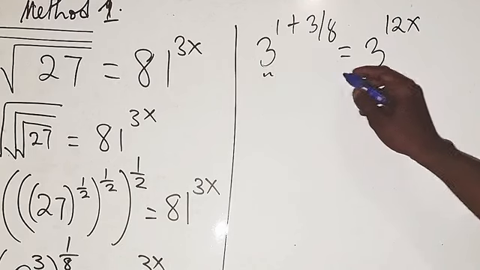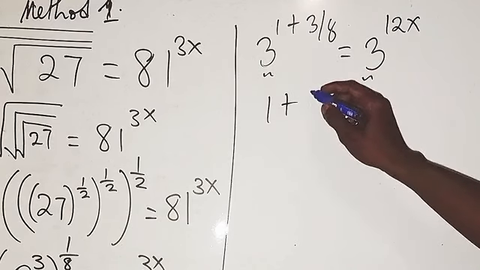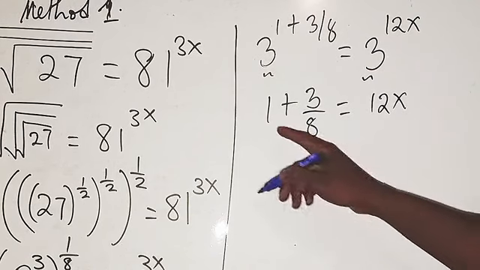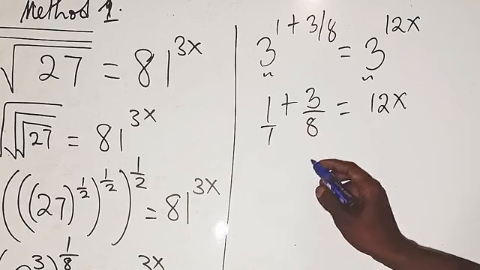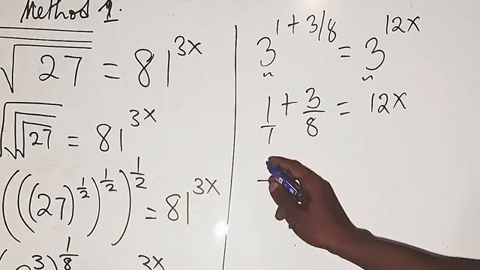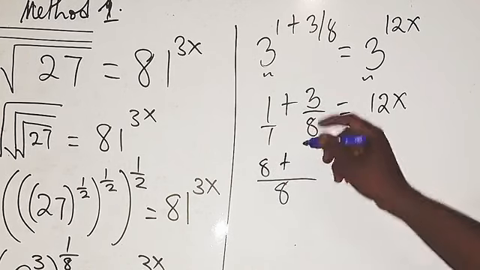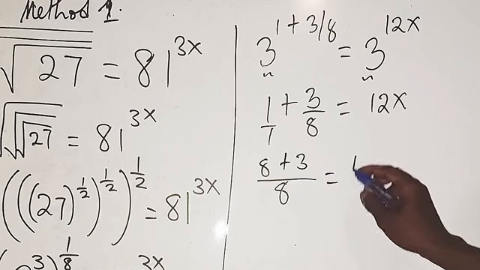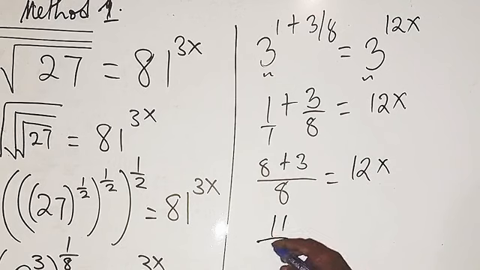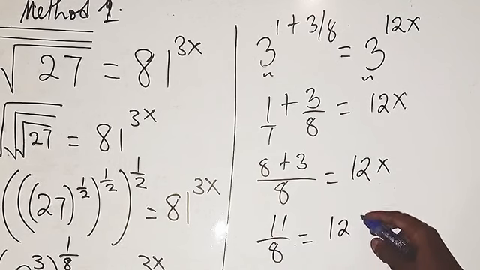So now from here, since the bases are the same thing, we have 1 plus 3 over 8 equals 12x. So now from here, I can write this as over 1. So now the LCM of 1 and 8 is 8. 8 times 1, I have 8, plus 1 times 3, I have 3, then equals 12x. So 8 plus 3, that is 11 over 8, which equals 12x.